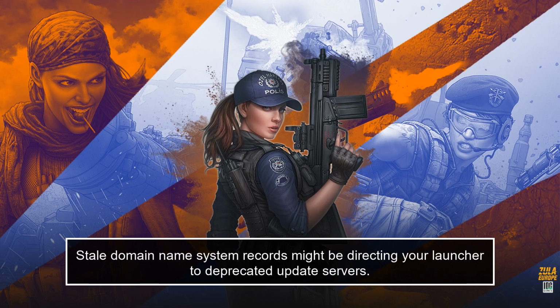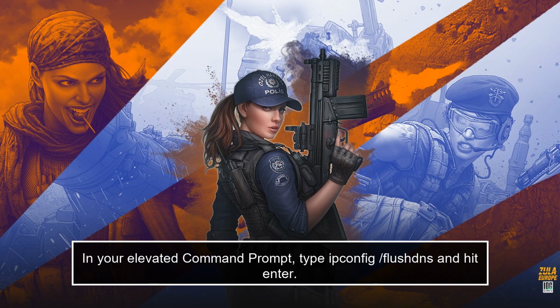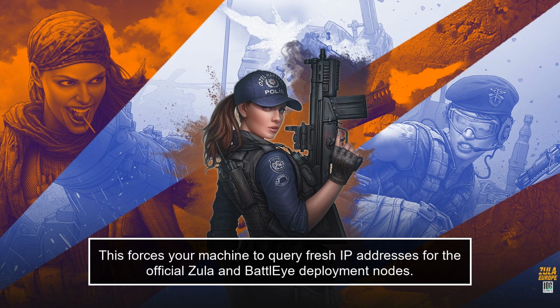Stale domain name system records might be directing your launcher to deprecated update servers. In your elevated command prompt, type ipconfig /flushdns and hit enter. This forces your machine to query fresh IP addresses for the official Zula and BattlEye deployment nodes.